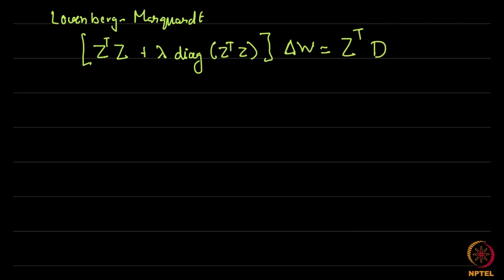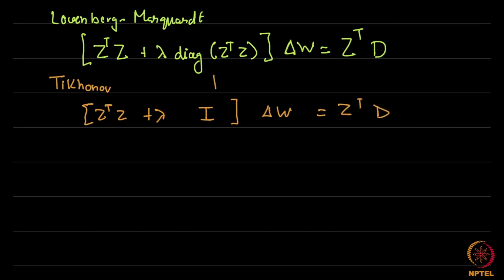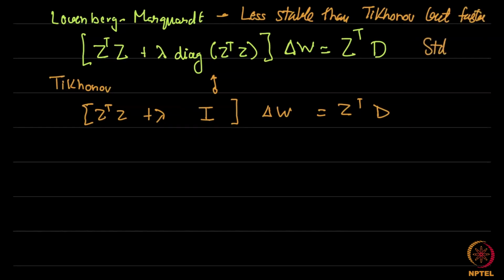Okay. So compare this with Tikhonov, which is Z transpose Z plus lambda times, this is diagonal. You can see it as diagonal of just 1, 1, 1. Okay, so that's the only change. So Levenberg-Marquardt is less stable than Tikhonov, but faster. So this is the standard algorithm for nonlinear inverse problems. Okay, so for nonlinear regression, this is the standard algorithm and it works pretty well.